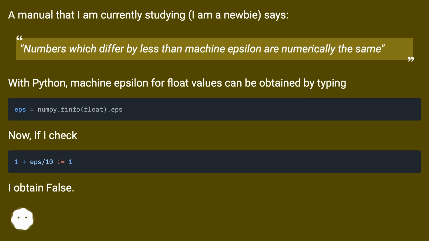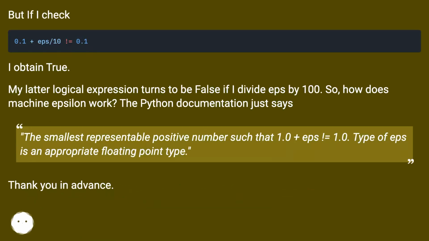With Python, machine epsilon for float values can be obtained by typing. Now, if I check, I obtain false. But if I check, I obtain true. My latter logical expression turns to be false if I divide eps by 100. So, how does machine epsilon work?